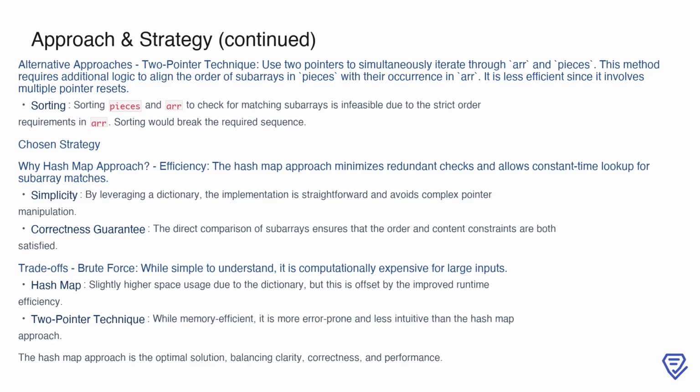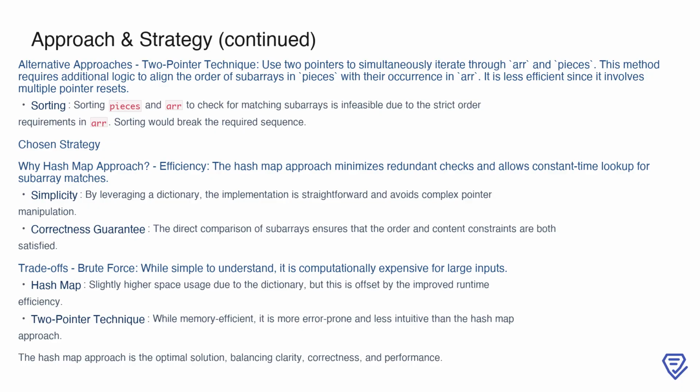Ultimately, the hash map approach stands out as the best choice. It is efficient, avoiding redundant checks and enabling constant time lookups for subarray matching. It is also straightforward to implement, sidestepping the need for complex pointer manipulations, and it guarantees correctness by directly comparing subarrays to ensure both order and content constraints are satisfied.